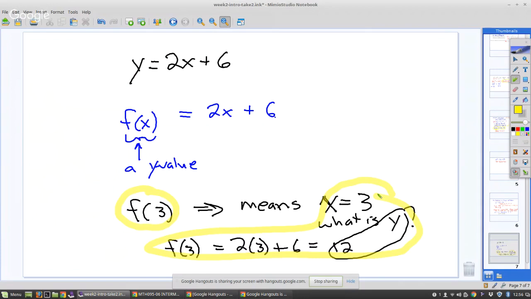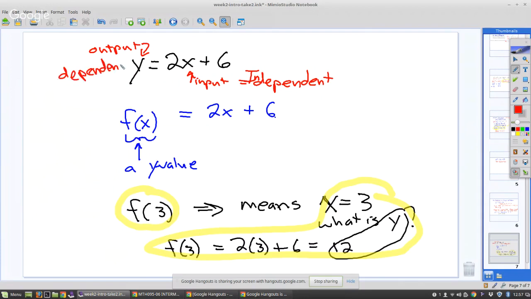So we're going to spend some time getting used to functions. Just some other terminology. x, our input variable, is also known as the independent variable, because we can pick any x value we want. And then the y value depends on which x we pick. So our output over here, the y, that's our dependent variable.